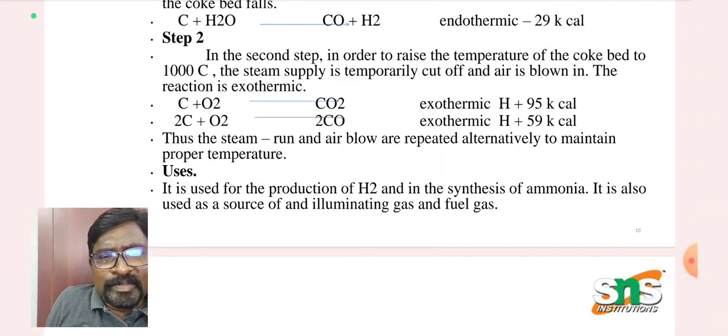The uses of water gas: it is used for production of H2 in the synthesis of ammonia. It is also used as a source for illuminating gas as well as a fuel gas.